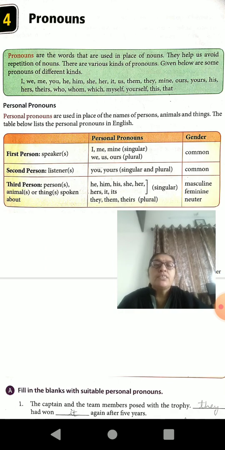So, dear students, here we study about pronouns. Pronoun means pronouns are the words that are used in place of noun. One example I give here.